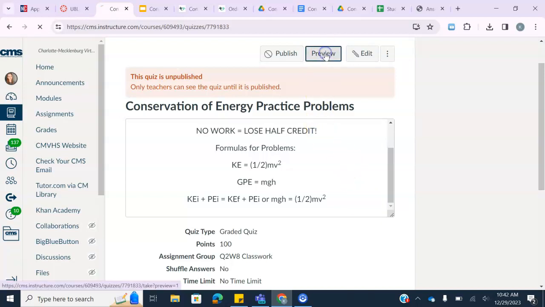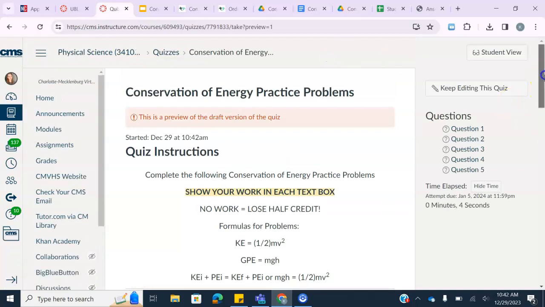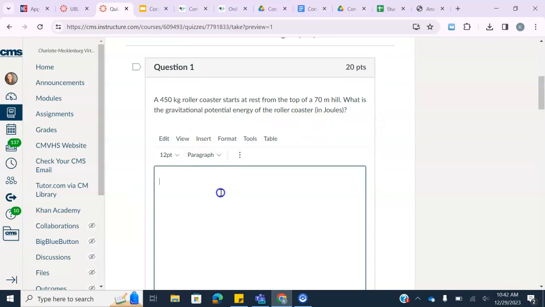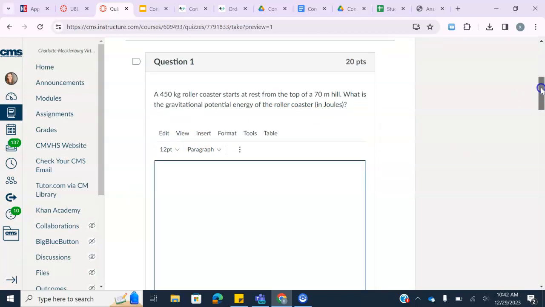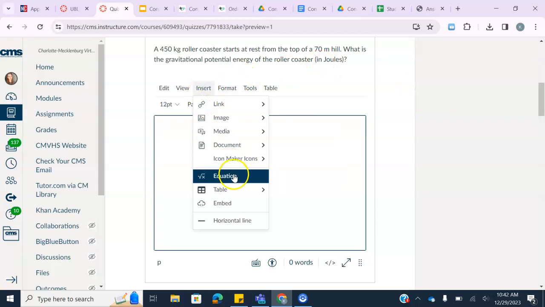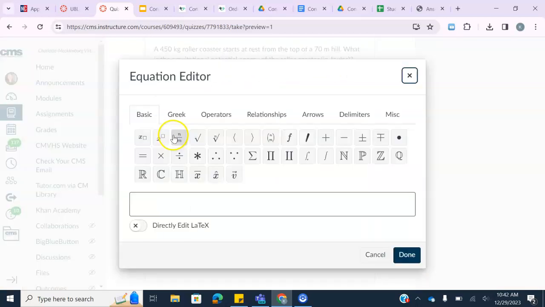Okay, so looking at these problems, again, there's just 5. When you pull this up, there will be a box here, and you will be able to show your work in the box. Okay, so again, you have to show your work to get half credit on each of these problems. You can insert equations so you can make everything look really neat.